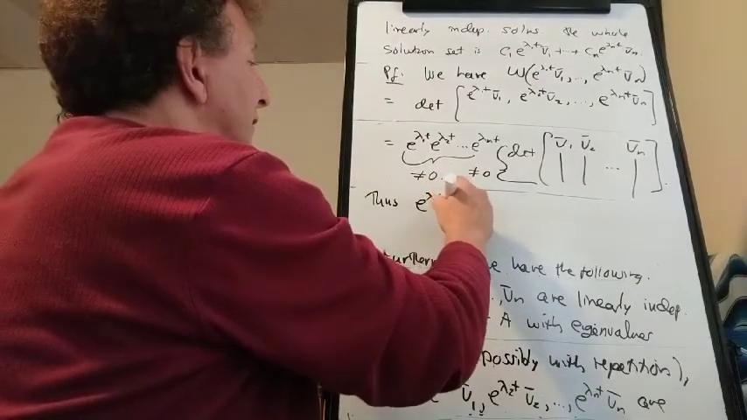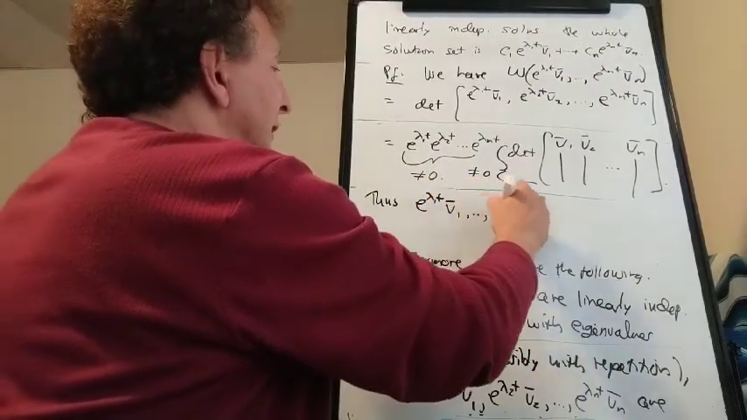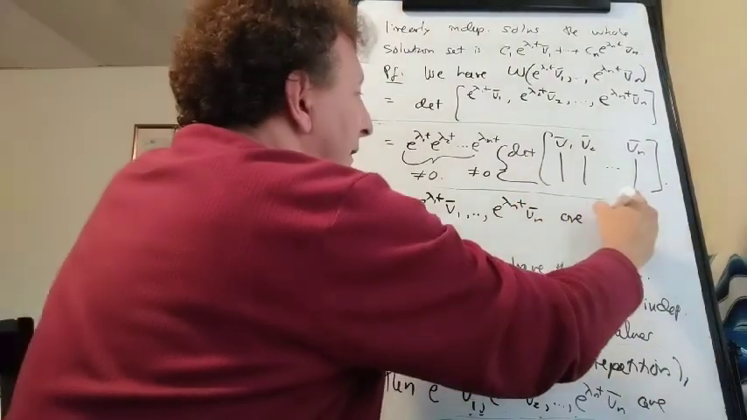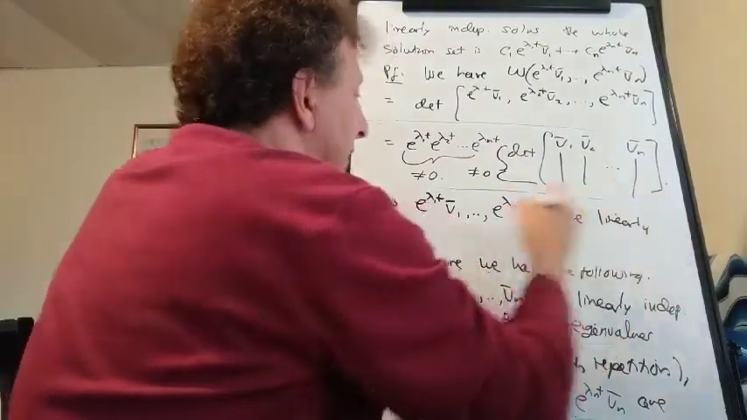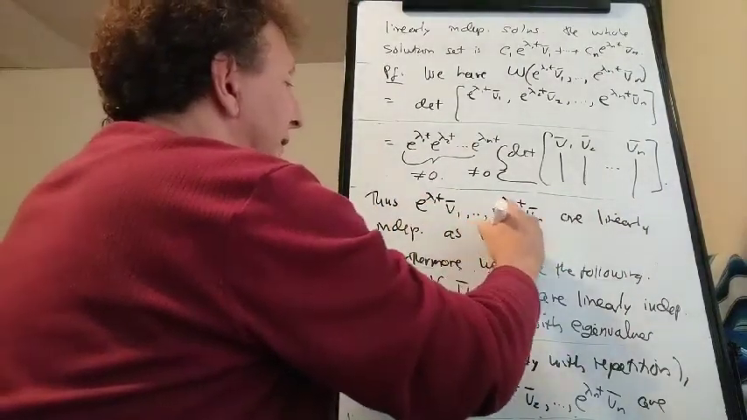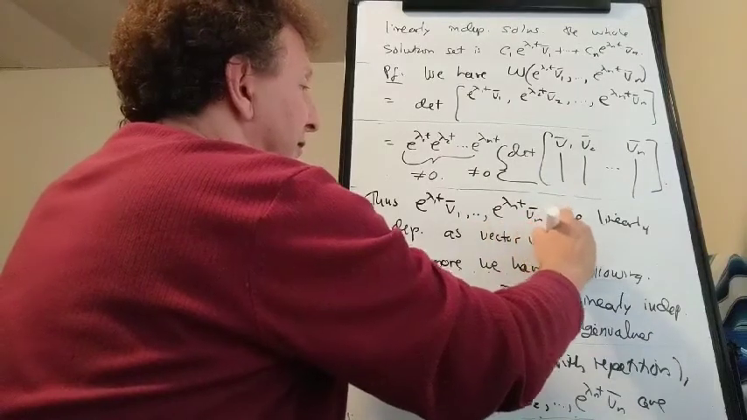So e to the lambda 1 t v1, etc., up to e to the lambda n t vn are linearly independent as vector-valued functions.